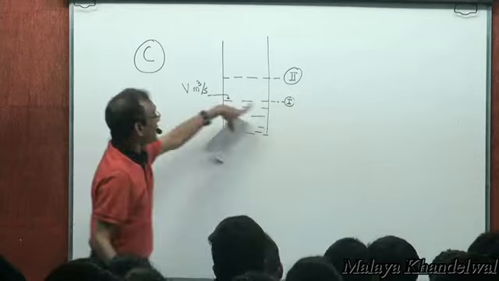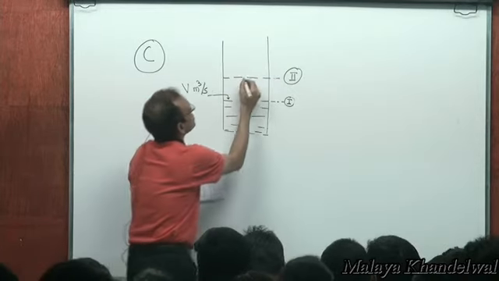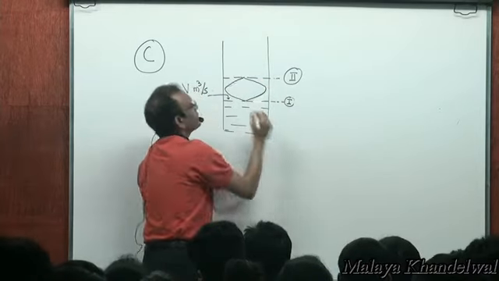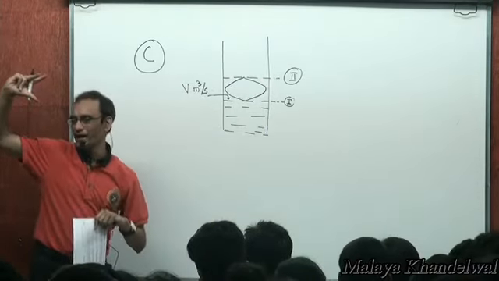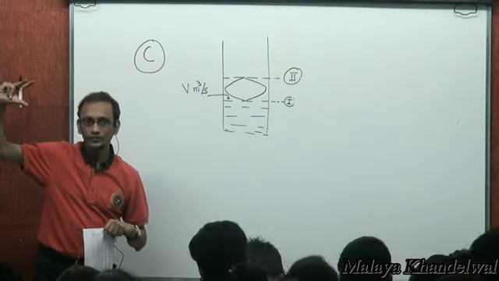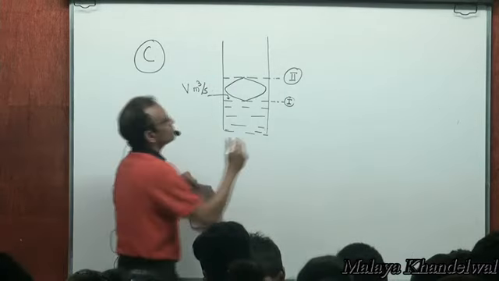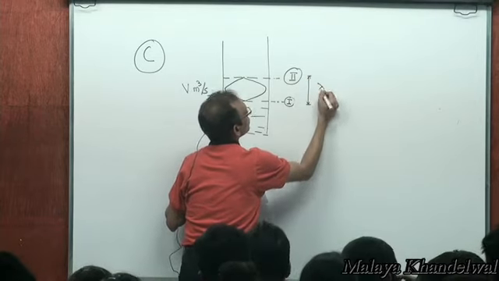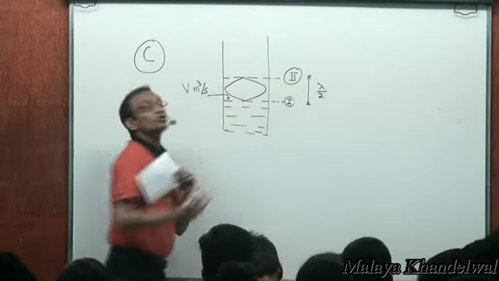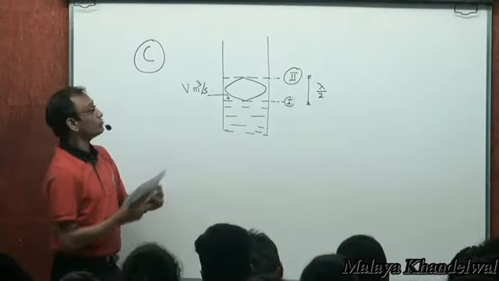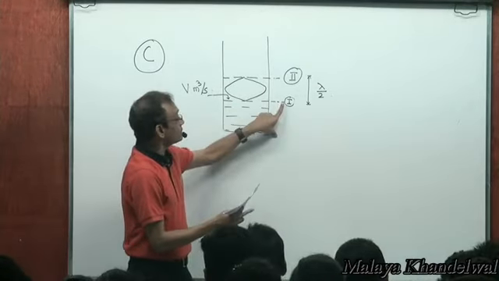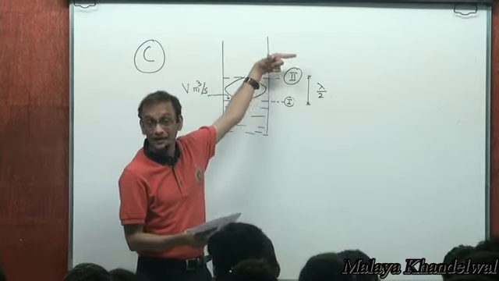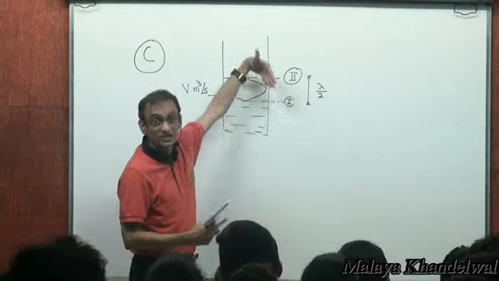Yes or no? That's the time from 1 to 2. 2 would be the instance of a second resonance. And the separation between 1 and 2 would be lambda by 2. Yes or no? Right? So this is going to be lambda by 2. So all that we need to do is find the time taken for water to go from here to there, to travel a distance lambda by 2.